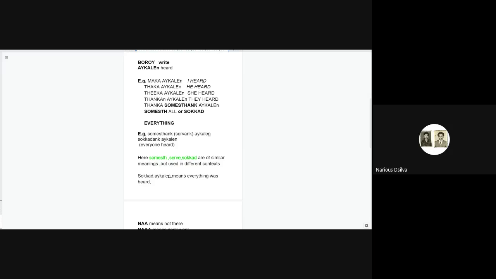Now still to elaborate appropriately. Everyone heard. Tanka sumest tanka aikale. Now here I use the word sumest. Sumest is magnifying, you know, all of them. Tanka sumest aikale. But the same sumest can be simplified, and in a simple term the same meaning is conveyed by another word by name sakkad. Sumest and sakkad have almost similar meaning. Sumest sakkad can even imply everything.